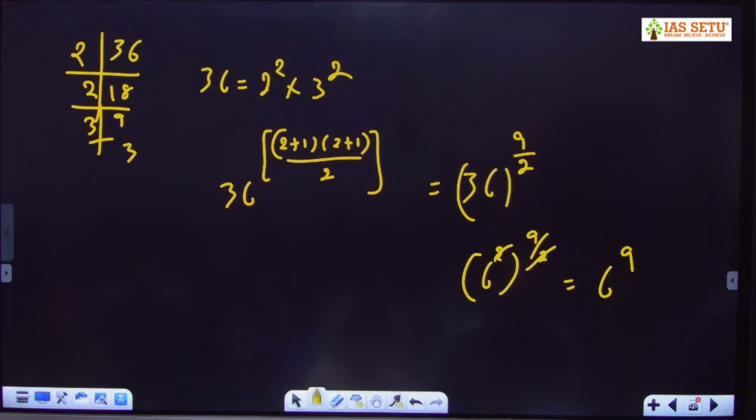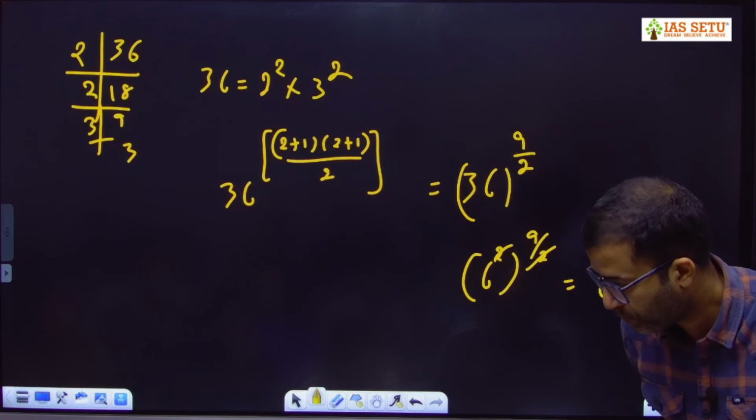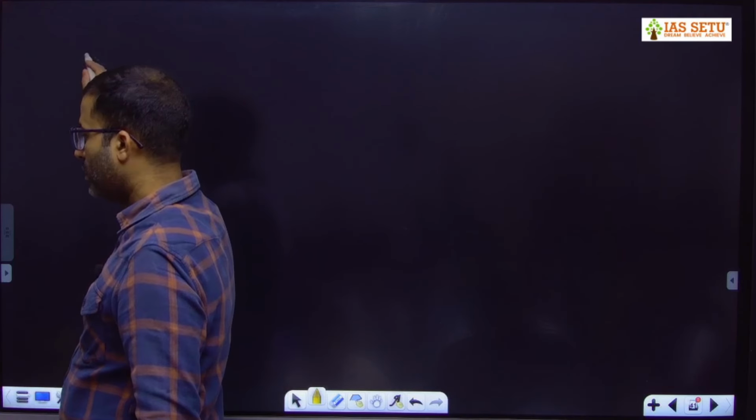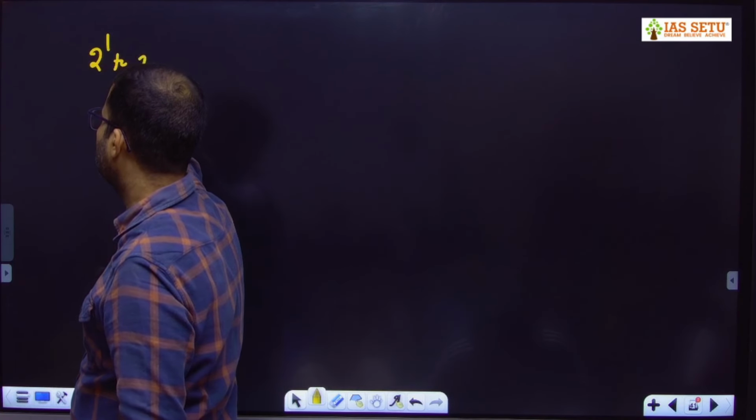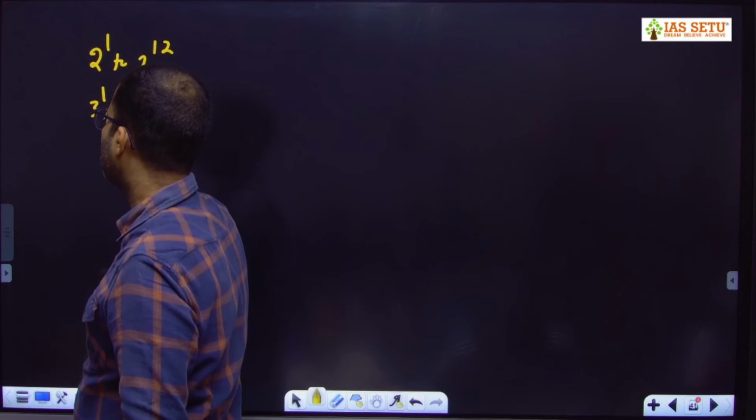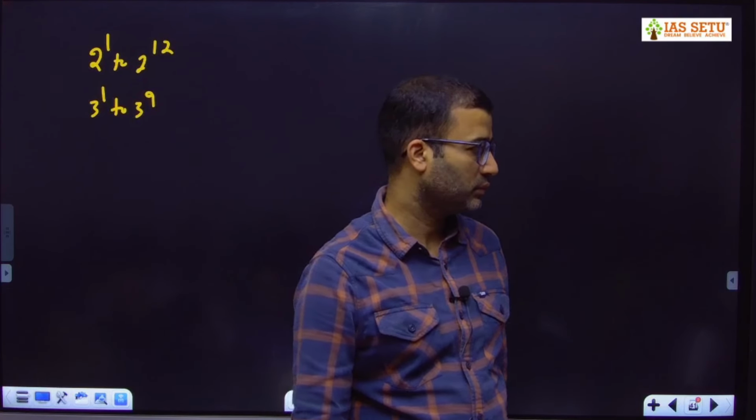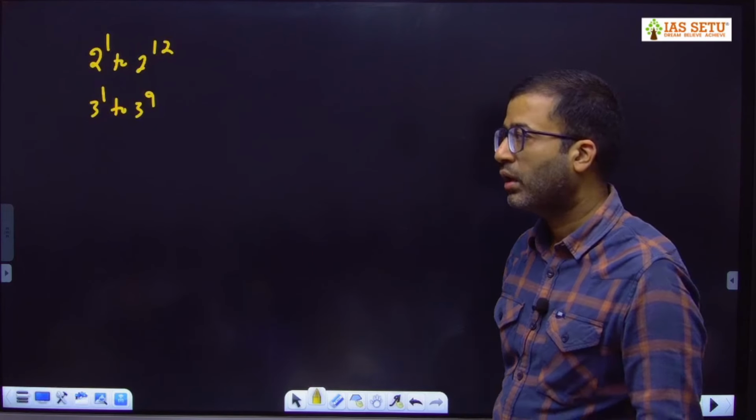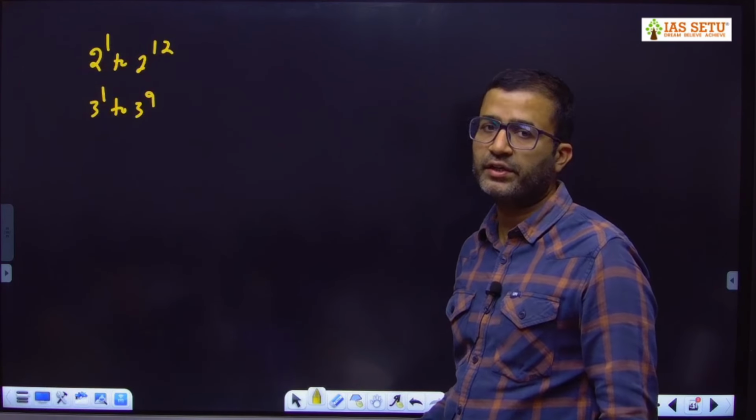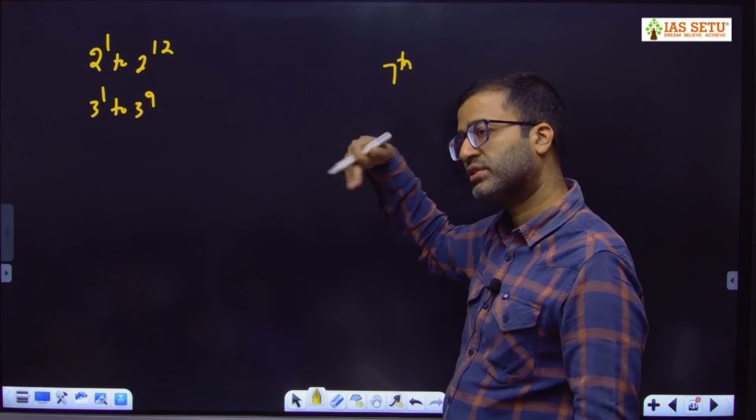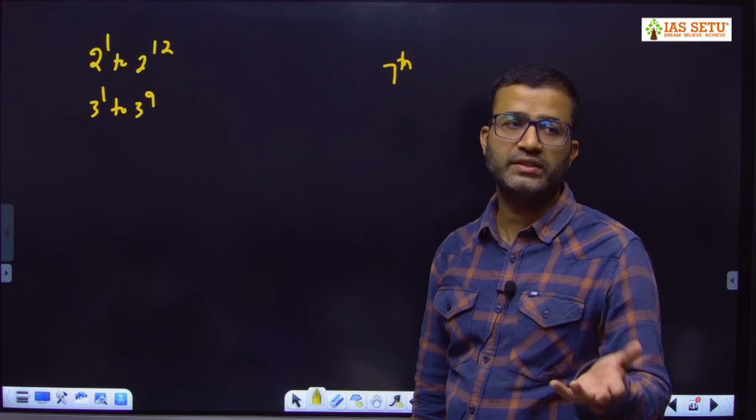Any doubt? Number of factors, sum of factors, product of factors. Done. Your homework: I ask you 2 to the power 1 to 2 to the power 12, 3 to the power 1 to 3 to the power 9. If you covered 6th NCERT, good enough. Then you can do 7th. If you have not covered 6th, then again. ICSE or NCERT?